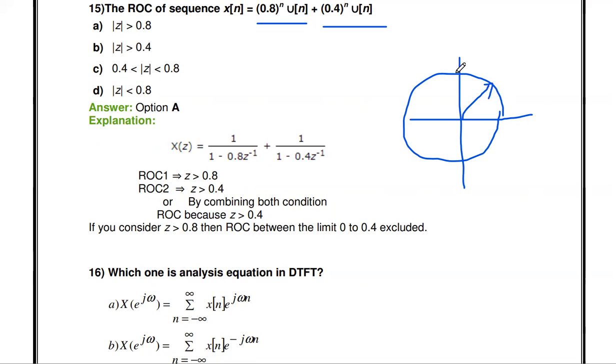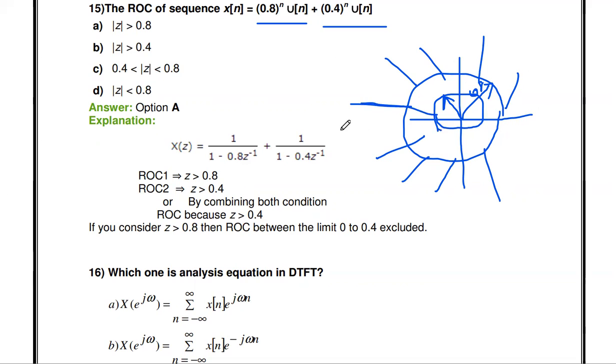As per this, the first ROC is the exterior part of the circle having radius 0.8. This is ROC1. Then ROC2 is the exterior part of the circle having radius 0.4. So outside this circle, everything is ROC2.